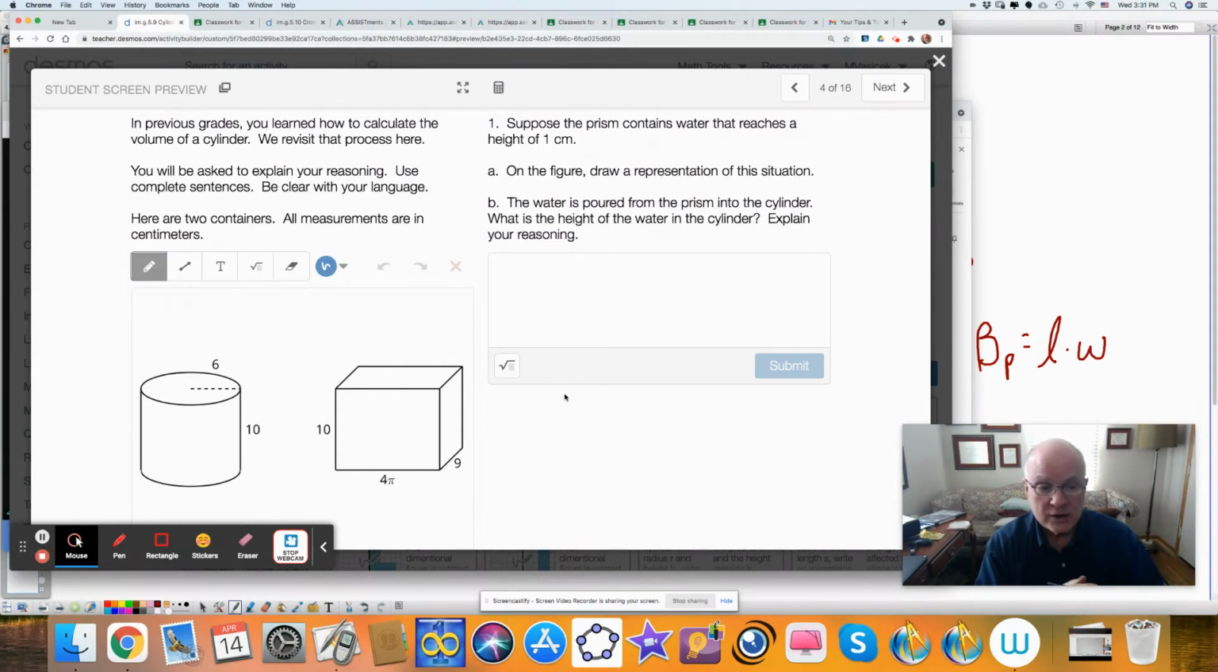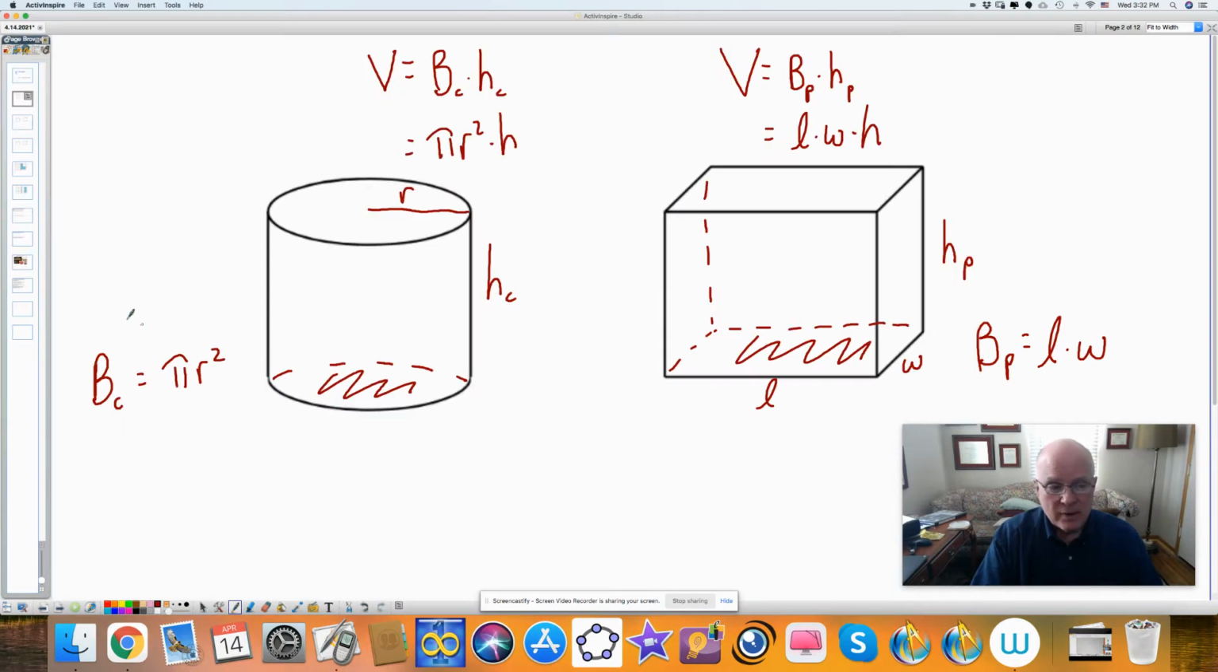So here are two containers. All the measurements are in centimeters. Suppose the prism has a height of water that reaches 1 centimeter. Can you draw that on the figure? What would that look like on this figure in this situation? And then you pour the water from the prism into the cylinder. And we want to know what is the height of the water in the cylinder and to explain your reasoning. So this is not a matter of guessing. This is a matter of actually doing some calculations.